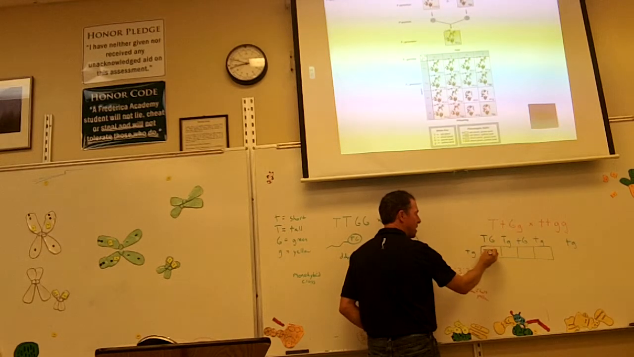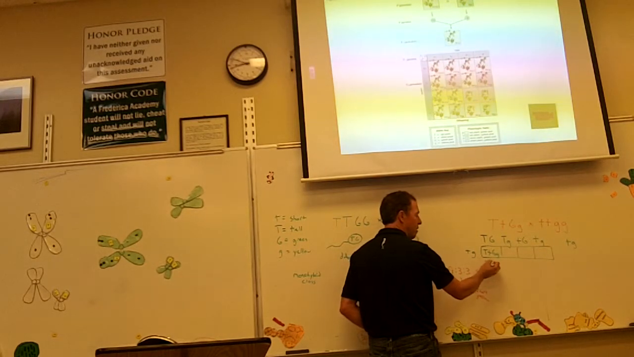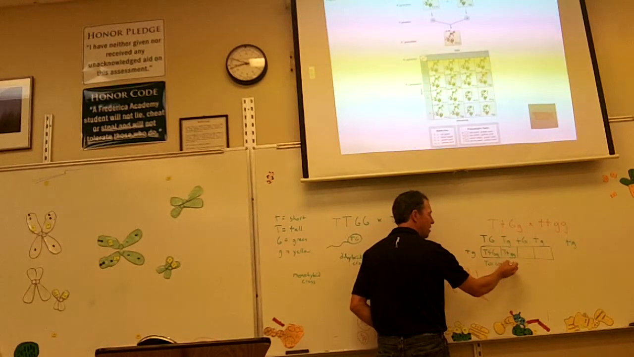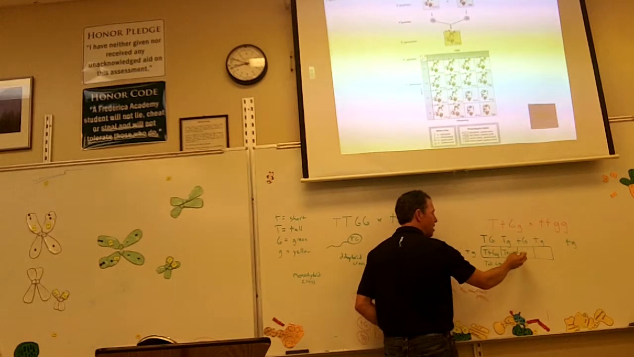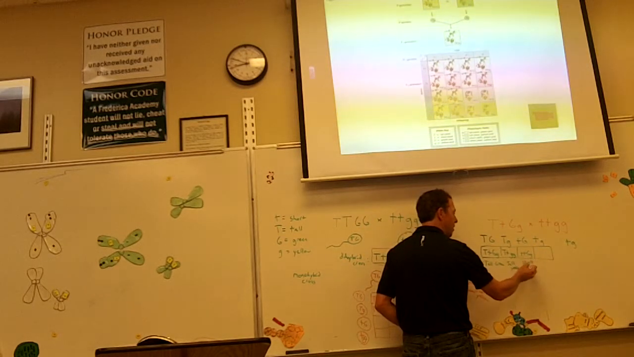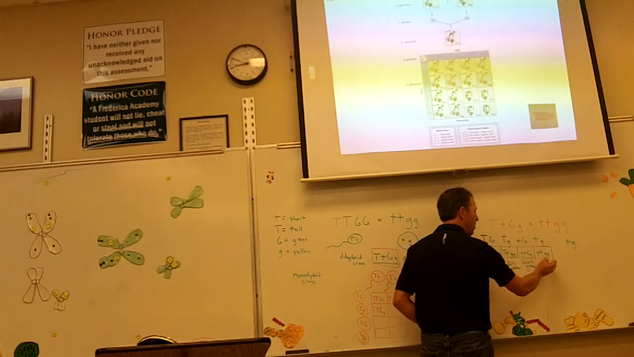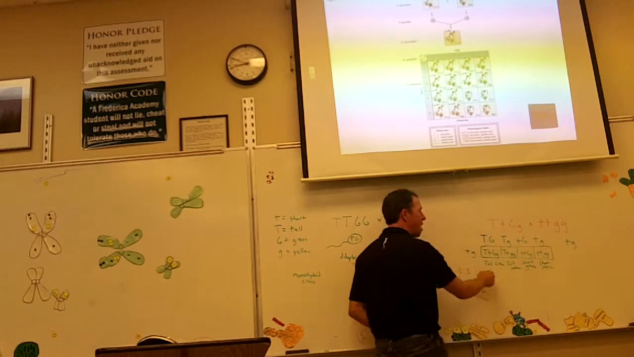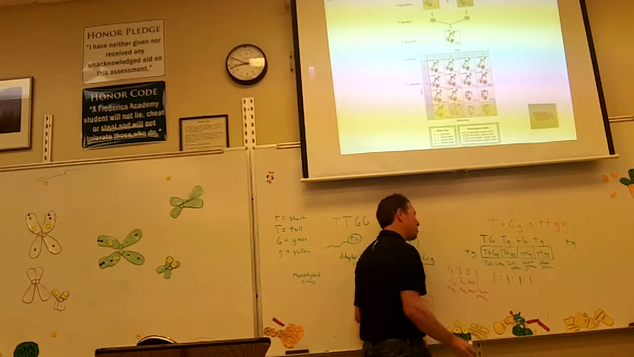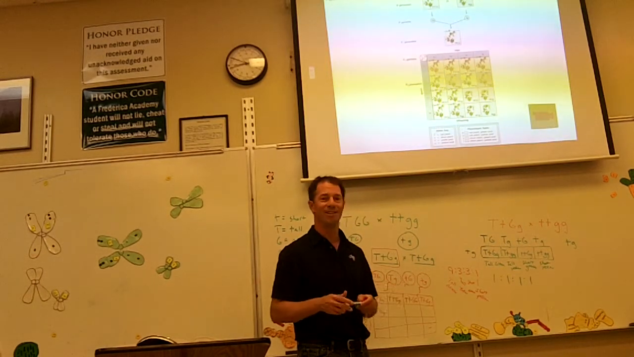This one right here is going to be big T, little T, big G, little G. And what color is that? Tall and green. This one, big T, little T, little G, little G. Tall and yellow. This one, little T, big G, little G. Short and green. And this one, little T, little G, little G. Short and yellow. That is a 1:1:1:1 relationship. That's what they call that. Not a 9:3:3:1, a 1:1:1:1.